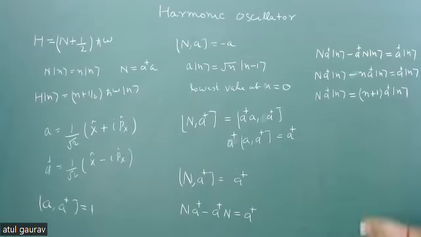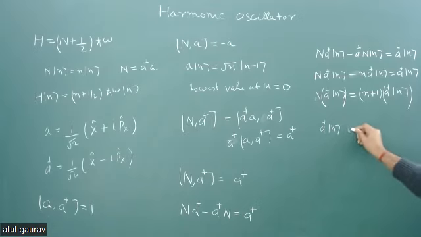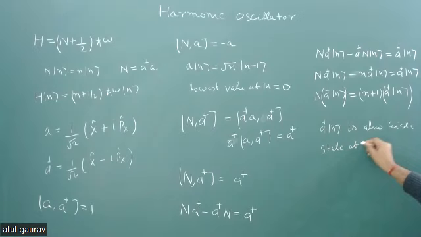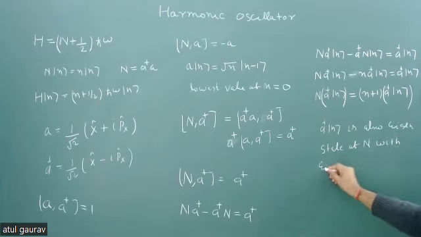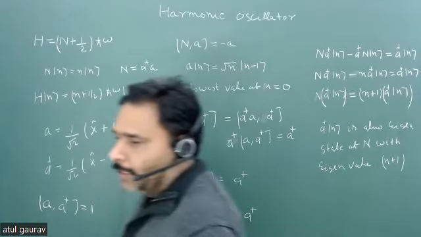So again, we can make a conclusion. What will be the conclusion? The conclusion is that A dagger |n> is also an eigenstate of n with eigenvalue n plus 1, isn't it? So this is our conclusion.